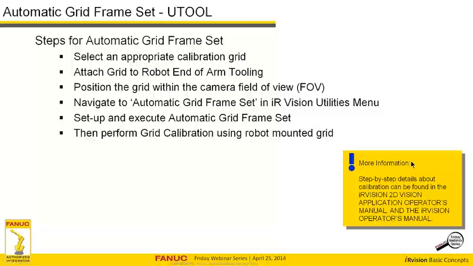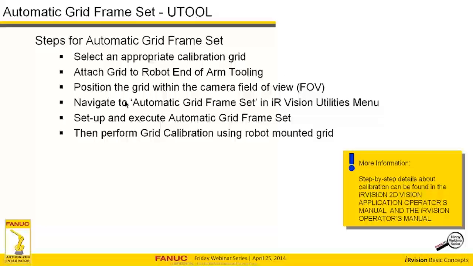So, automatic grid frame set. The steps for that are, we select the appropriate calibration grid. So whatever your field of view is, you want to select the appropriate size. You want to attach that grid to the end of arm tooling somehow, and it'd be nice if you could leave it on there permanently. That would be great. Or if you could attach it so that it's in the same place using dowel pins and whatnot, that could be good for when you want to come back and recalibrate later. That could make it quicker if it's in a repeatable position.